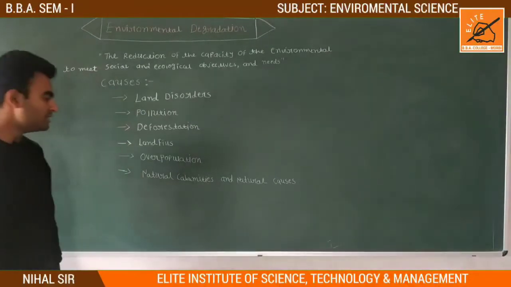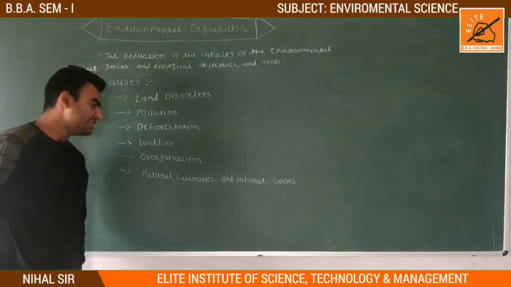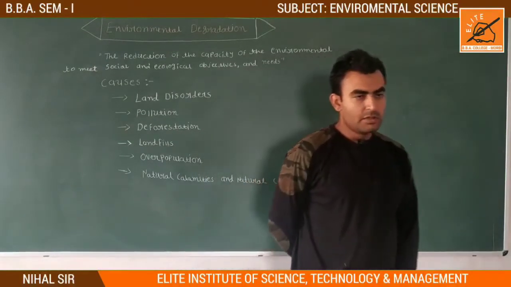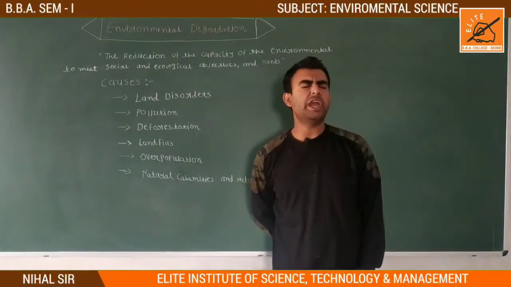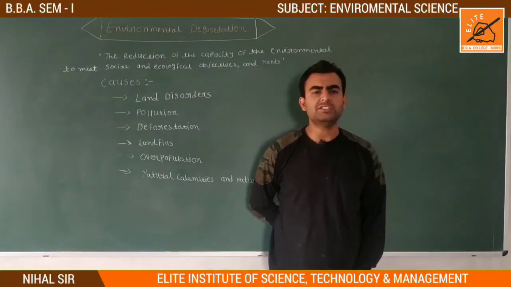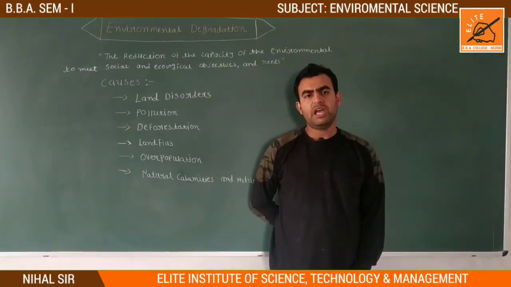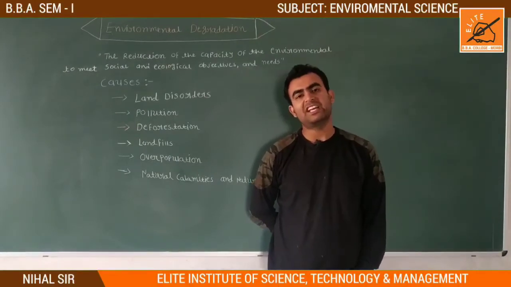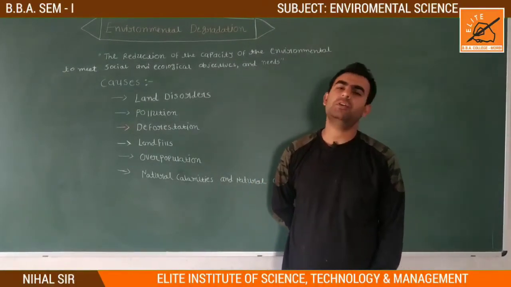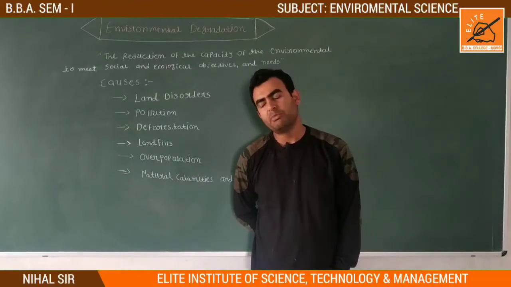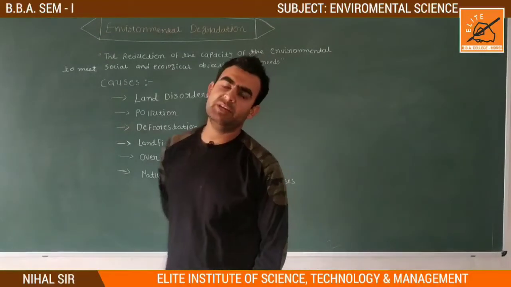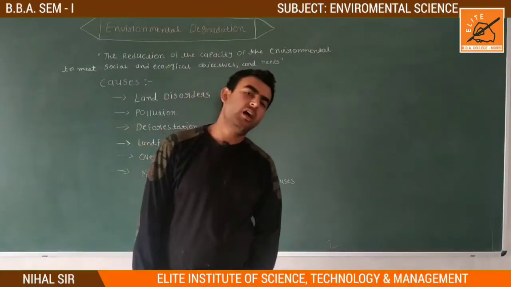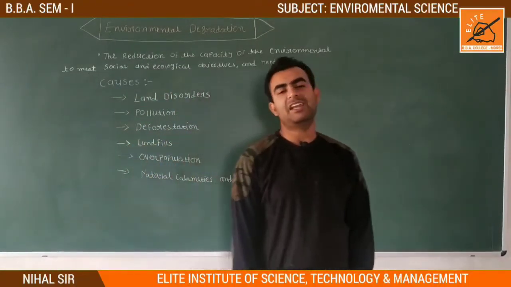Our last point is what? Natural calamities and natural causes. Decades ago, one wild animal was present, which we know as the dinosaur. Now we cannot see it. Why? Because some natural calamities happened, some natural activities happened which degraded the environment.